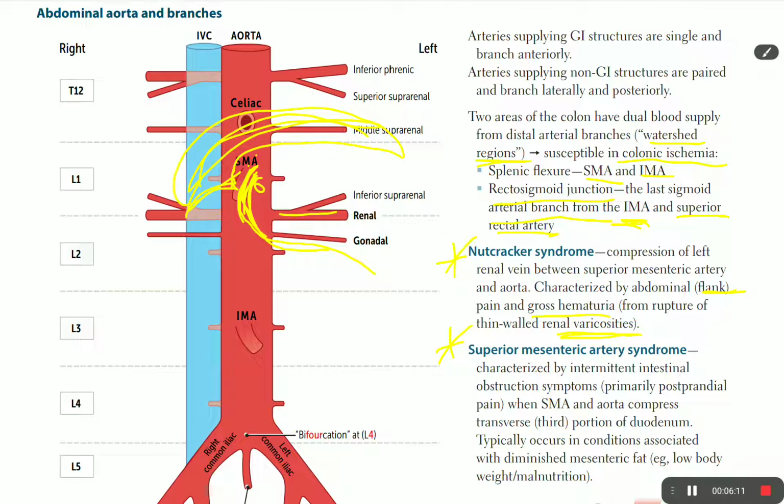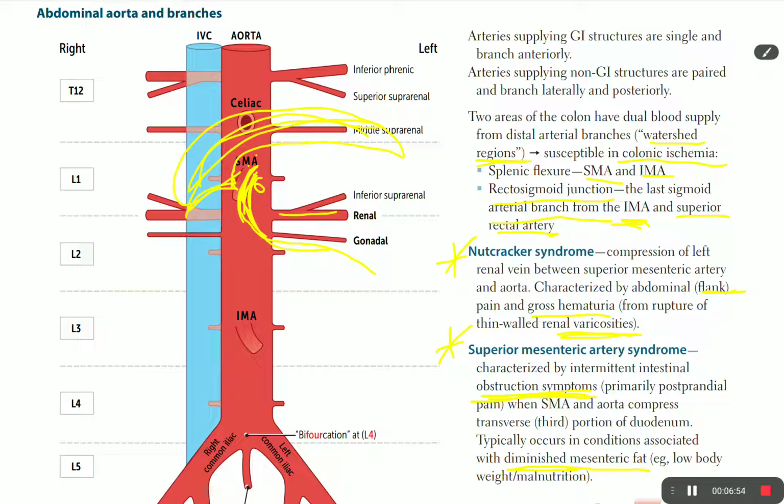Sometimes the mesenteric fat is diminished, so it makes the artery a little bit closer to the abdominal aorta on its course, which makes compression on it. So it is characterized by intermittent intestinal obstruction symptoms because of decreased blood flow here, and primarily postprandial pain because normally without eating, the blood supply is enough for supplying the duodenum or the other part of the GIT which is supplied by the superior mesenteric artery.